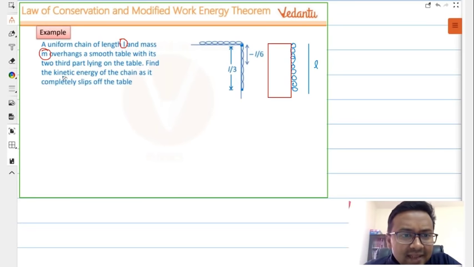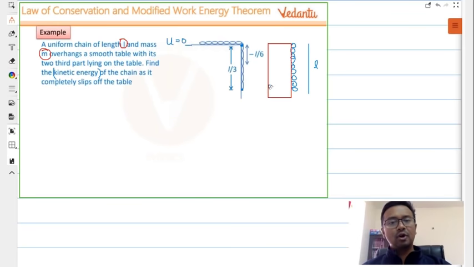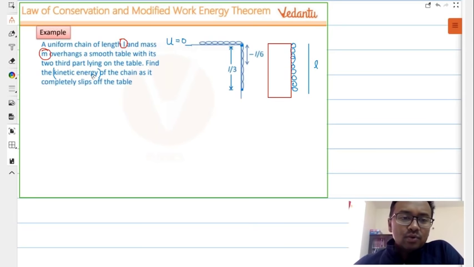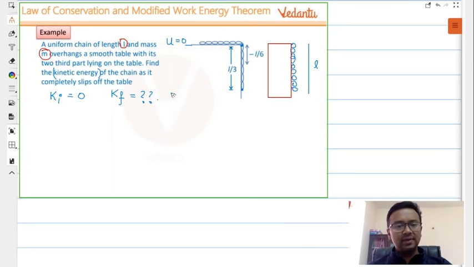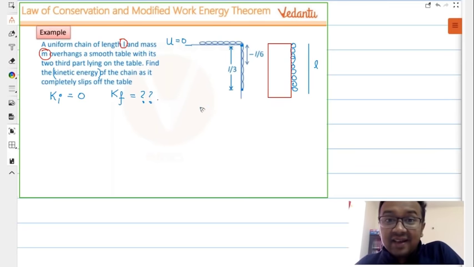Now, they want us to find the final kinetic energy of the chain. We'll have to go ahead and define something. At this level, the potential energy is equal to 0. Now, the final kinetic energy I have to find out. Initially, the chain was just resting on the table and there was no motion, so K initial is equal to 0. And the final kinetic energy is what I have to find out. So, delta K is nothing but the final kinetic energy.